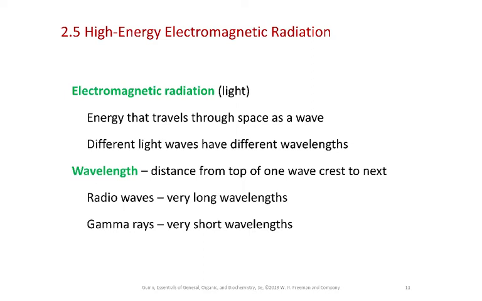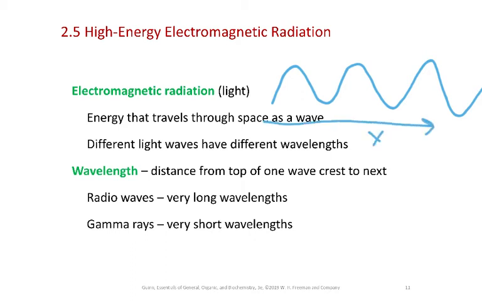Different light waves have different wavelengths. So we mean like different colors have different wavelengths. Things like X-rays or radio waves have different wavelengths. And the wavelength is the distance from the top of one wave crest to the next. So when you say energy that travels through space as a wave, it can be described like a sine wave. There's some amplitude as it moves through space. So this could be x in space. This distance is the wavelength.